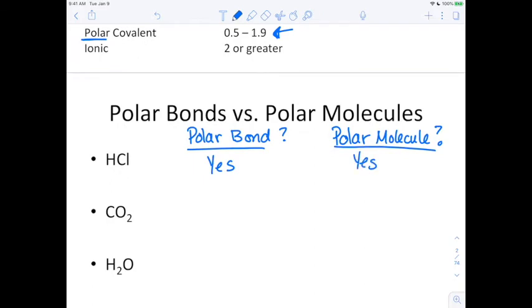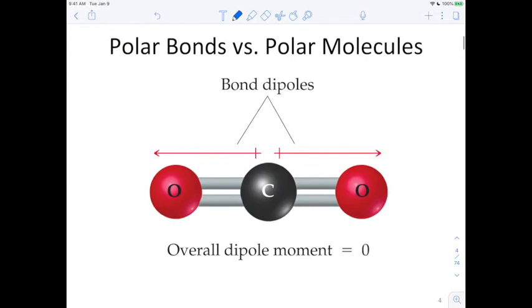So here HCl has a polar bond and it is a polar molecule. So any questions so far? All right, next up we're going to look at CO2. And here's our CO2, carbon dioxide.